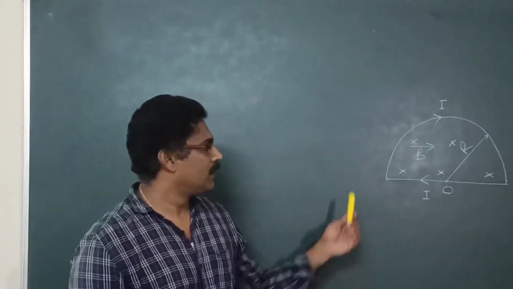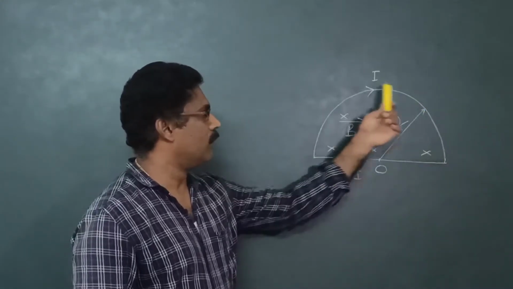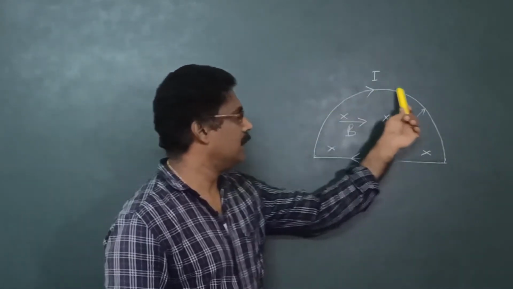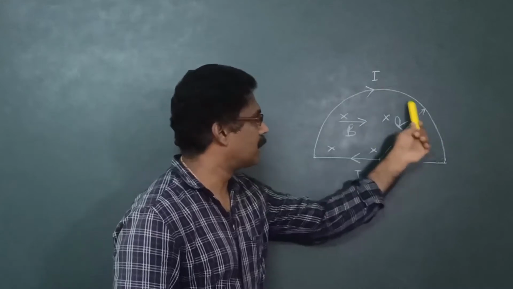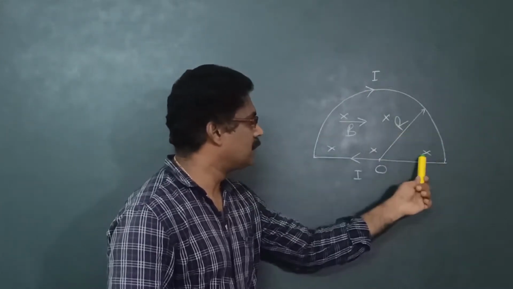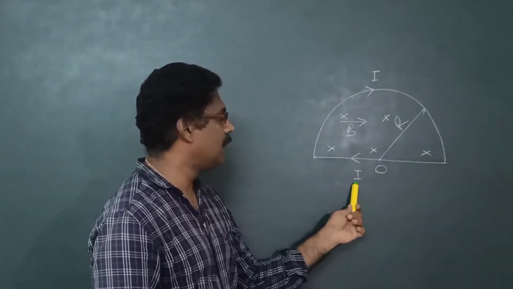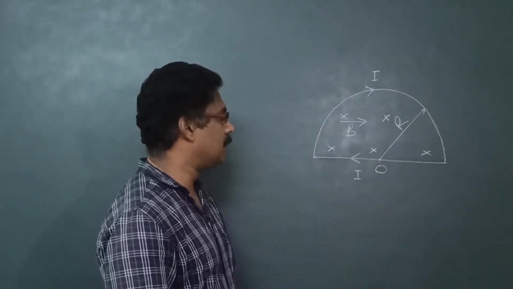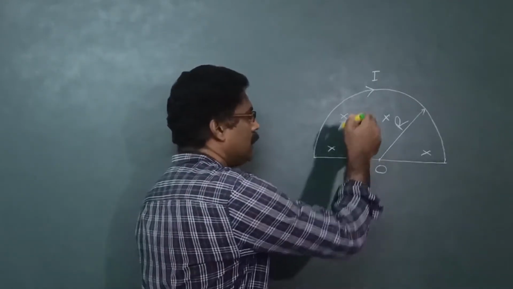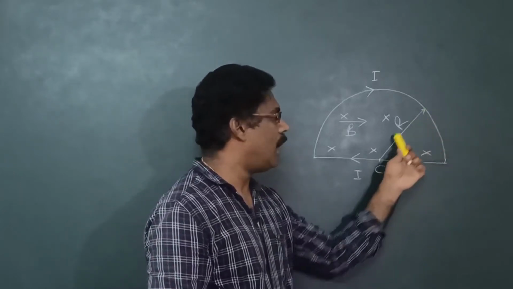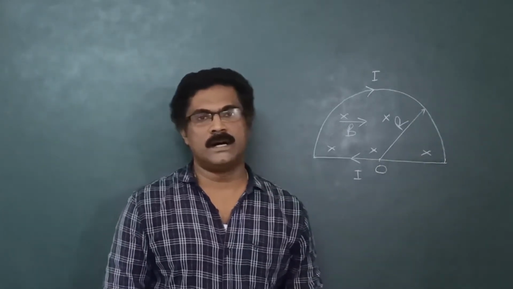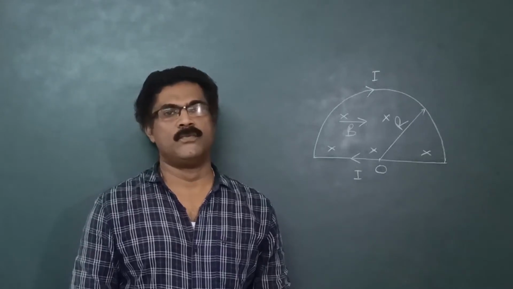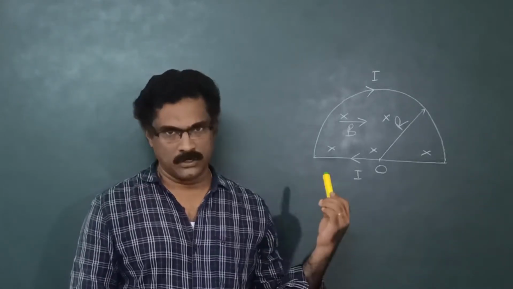A semicircular loop is given like this, and it carries a current I in the same direction. Throughout the loop, the current is in the same direction and the value of current is I, and it is placed in a magnetic field B, acting perpendicular and inward. Its radius is R. What is the force on the loop?